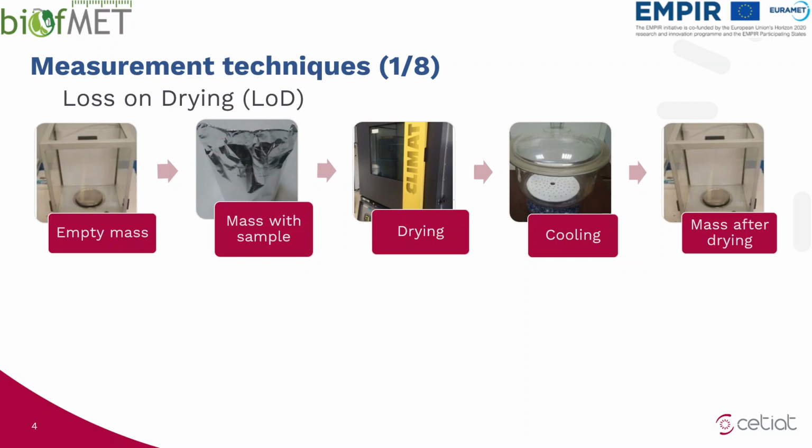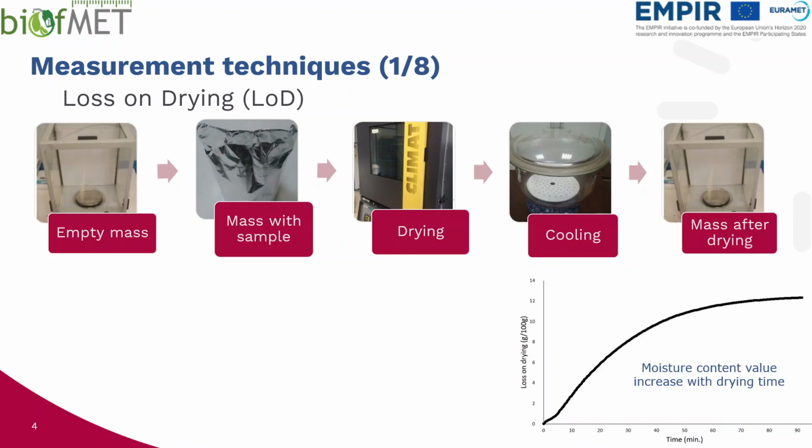Then you have the cooling. After heating, the sample is allowed to cool to room temperature in a desiccator to prevent moisture uptake from the atmosphere. Then you have the weighing. Once cooled, the sample is removed from the oven and weighed again to determine the final mass. The mass loss due to moisture evaporation is calculated by subtracting the final mass from the initial mass.